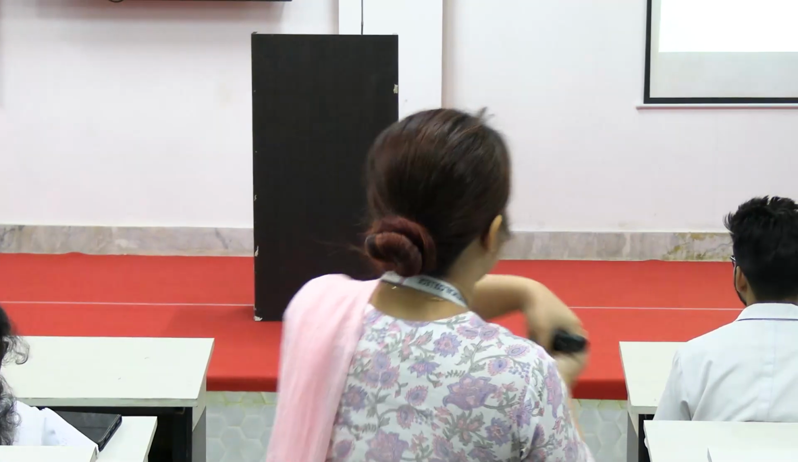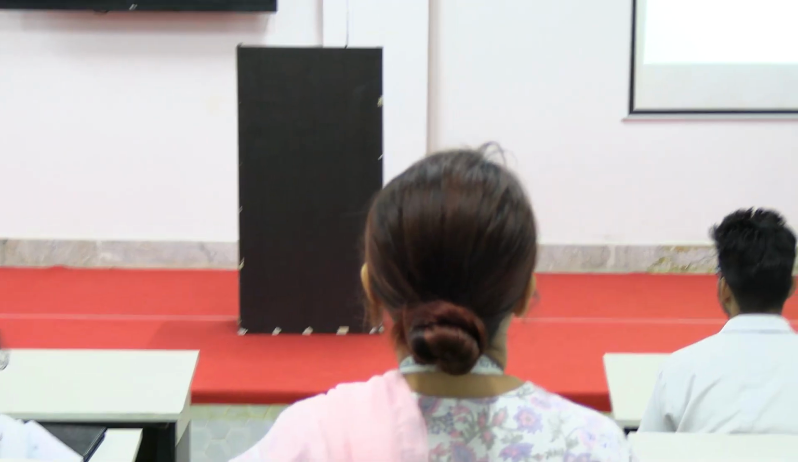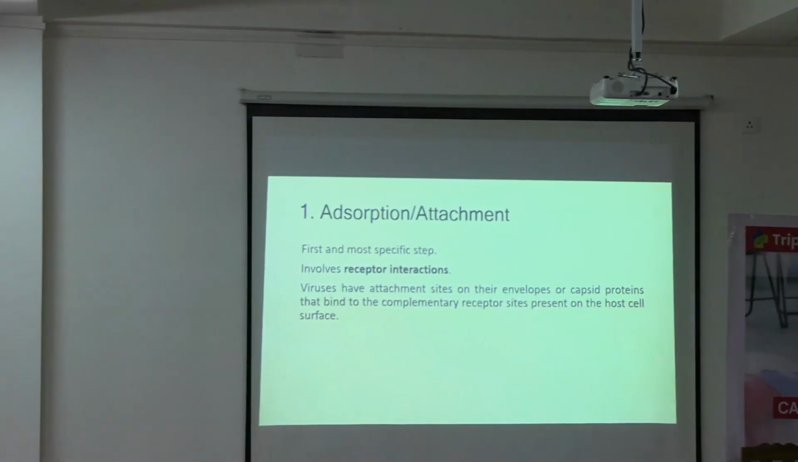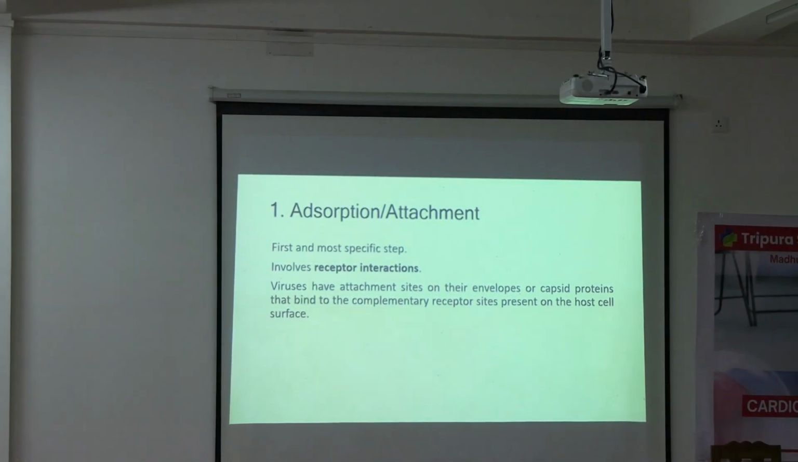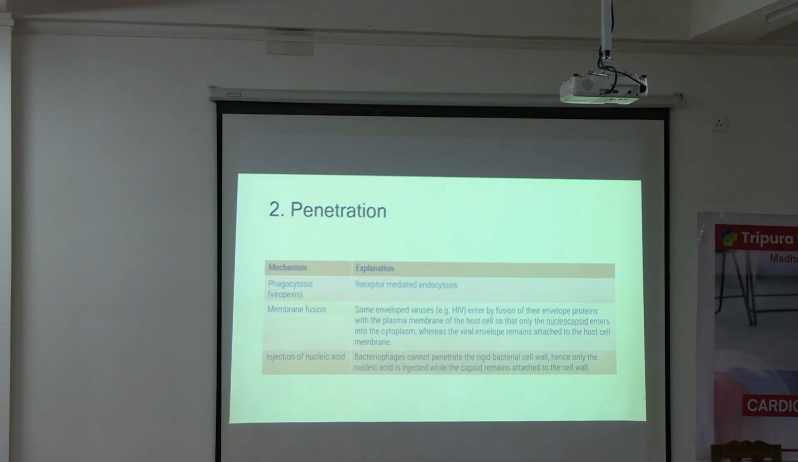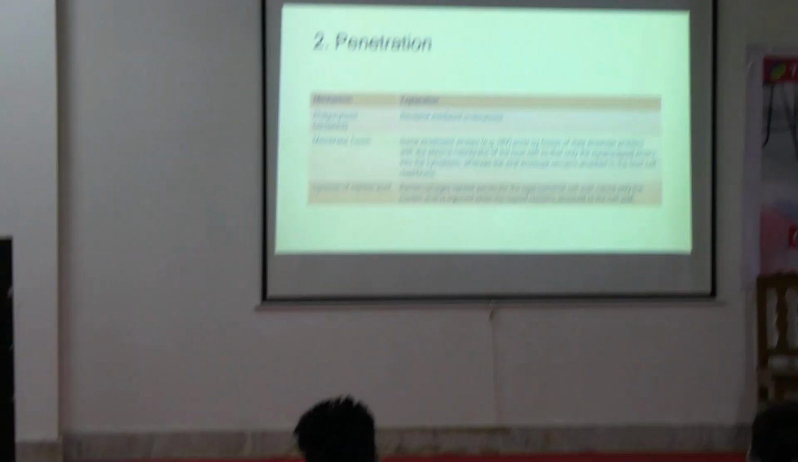Clear? What is there? One receptor is in the peplomer, the outermost layer of the virus, and there is another receptor in the host cell. Both will bind together and attachment will happen. This is called receptor interactions. Okay. Then is penetration. Now attachment has happened. Now penetration will take part.